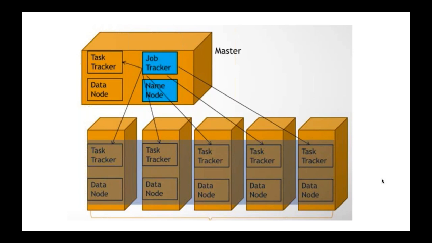The primary responsibility of a job tracker is to assign the task to the data node, and the data node consists of a task tracker, which receives the tasks submitted by the job tracker and provides the result back. So this is the MapReduce engine responsibility.